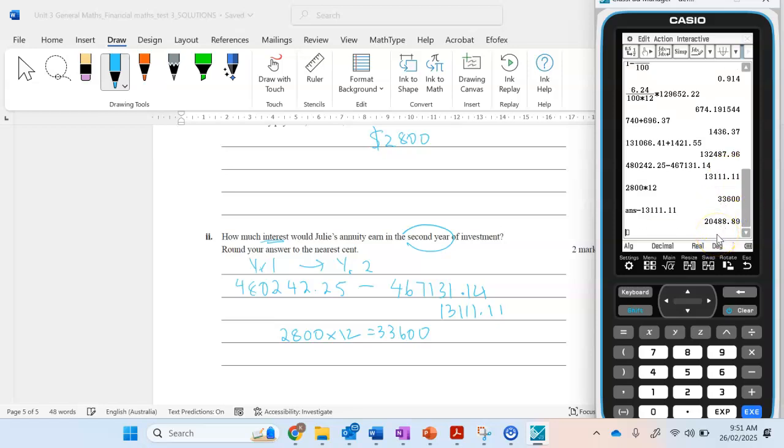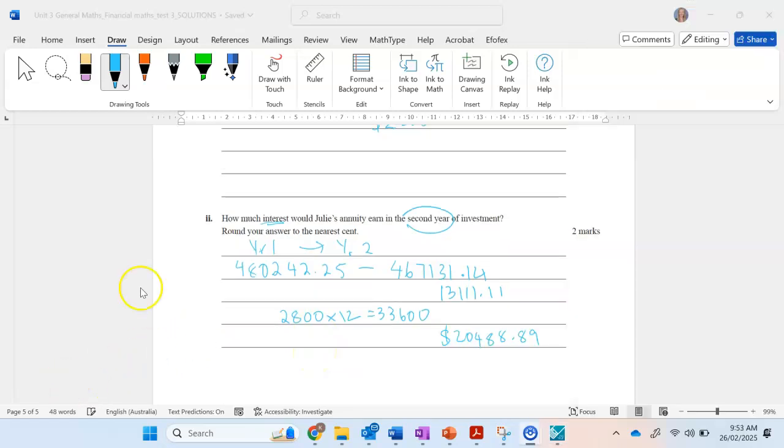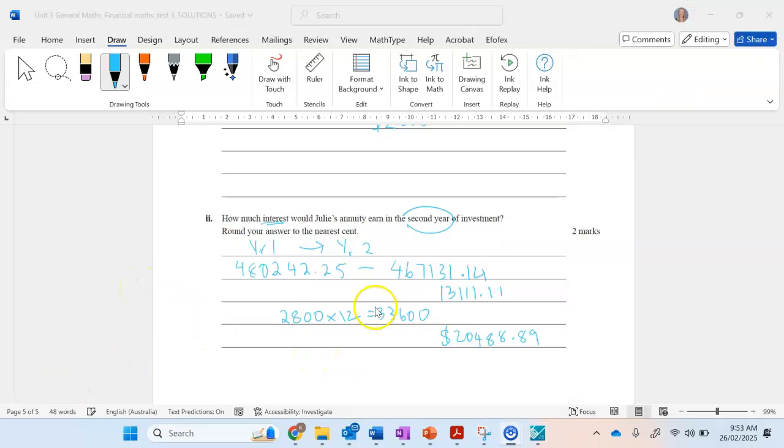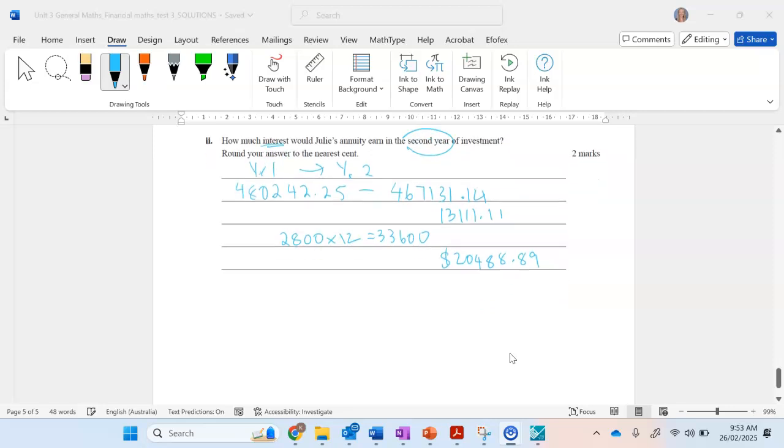So she's received $20,488.89 in interest. All right, sorry, I just had a bit of a glitch. So there's your answer: $20,488.89. And I think that was the last question.